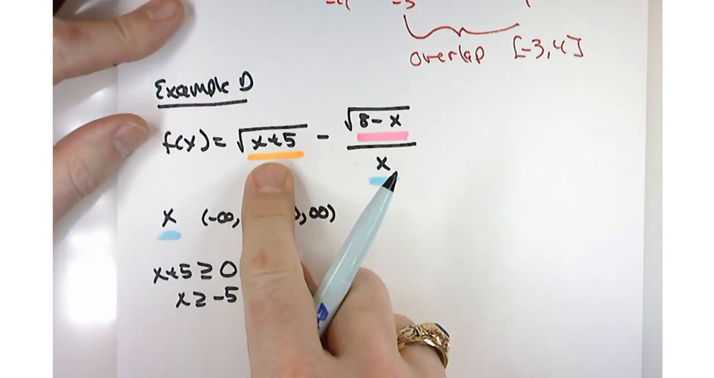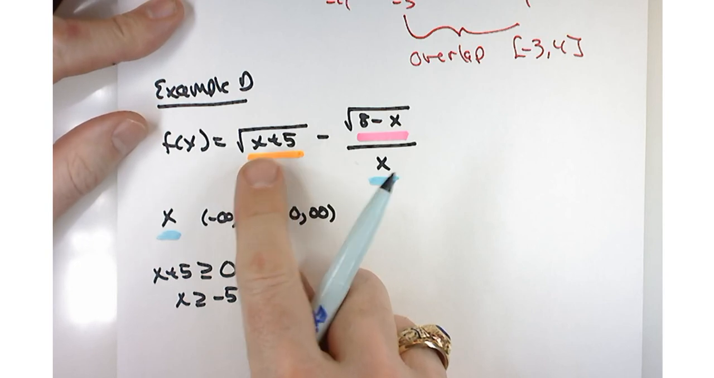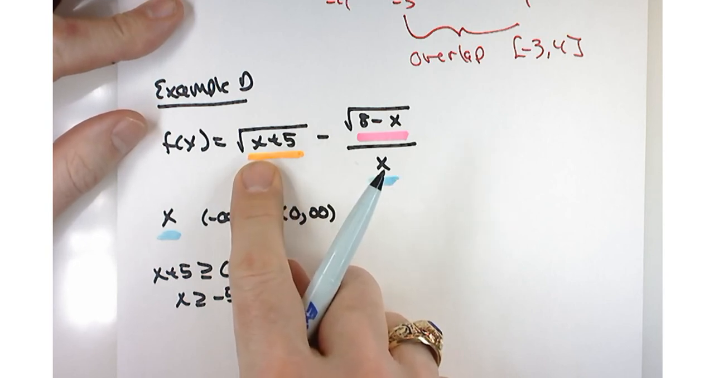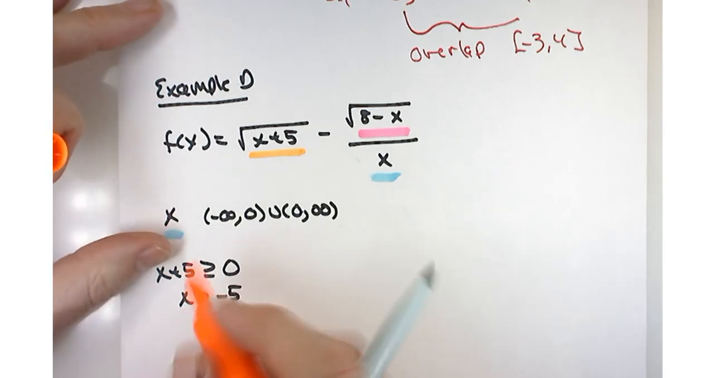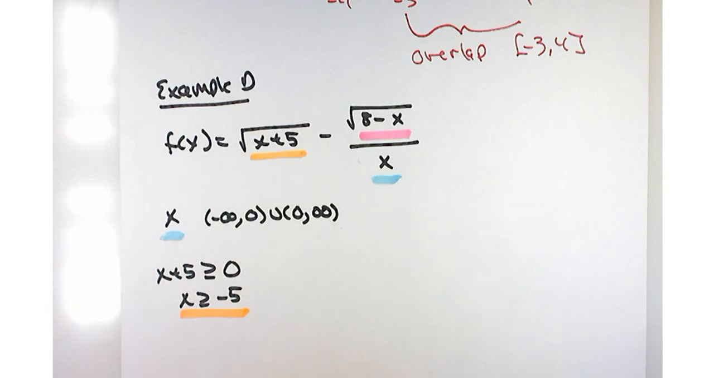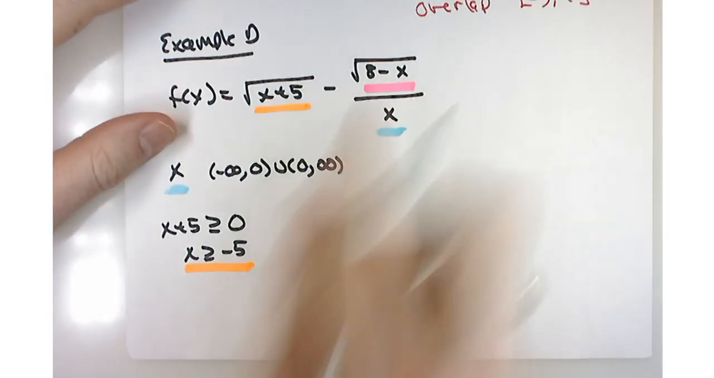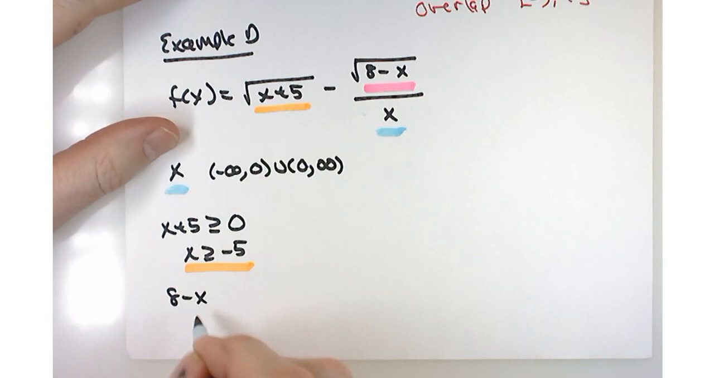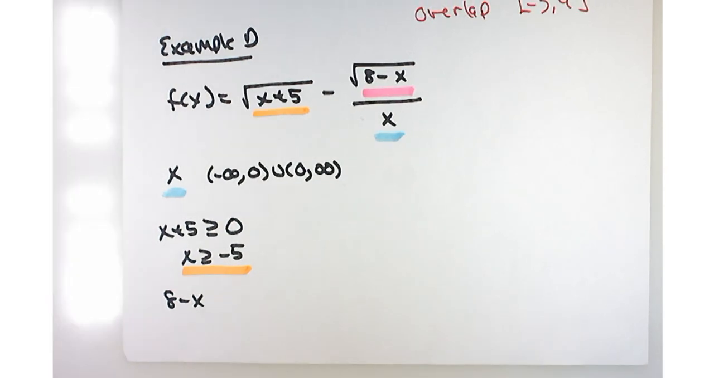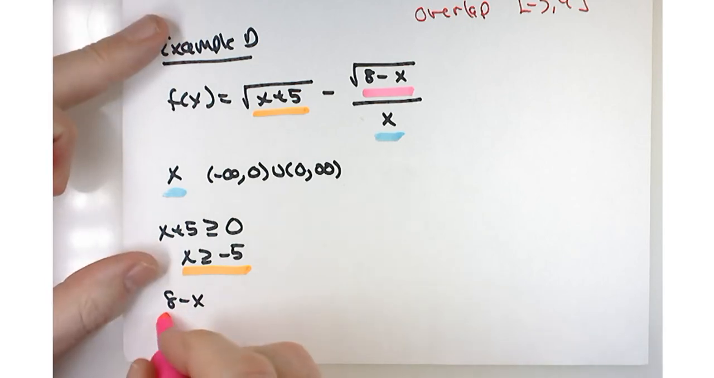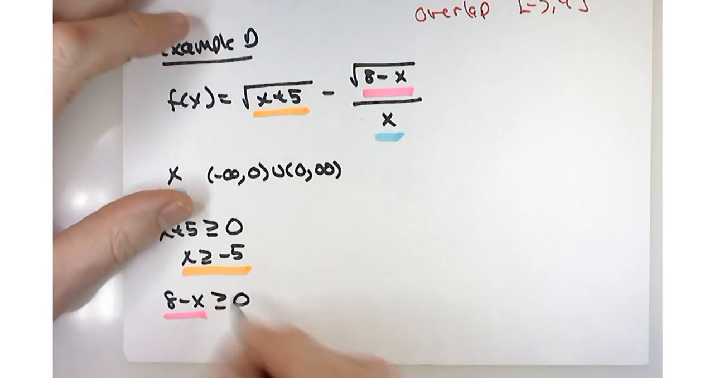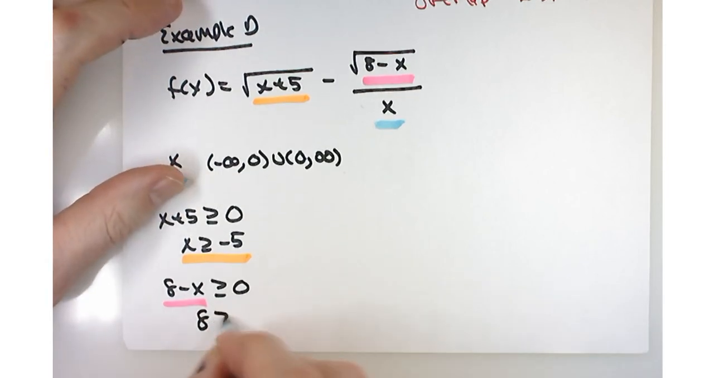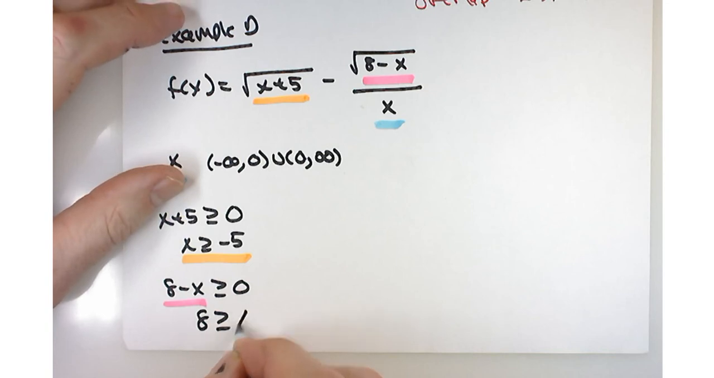I want to make sure that this is greater than or equal to 0, because if it's less than 0, I'll get an imaginary number when I take a square root. We haven't worked too much with imaginary numbers yet. And then finally, 8 minus x. Same kind of thing that I'm worried about here in terms of this function. I want to make sure that this is greater than or equal to 0. Which means 8 is greater than or equal to x.